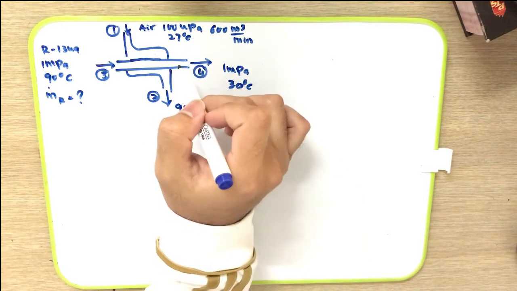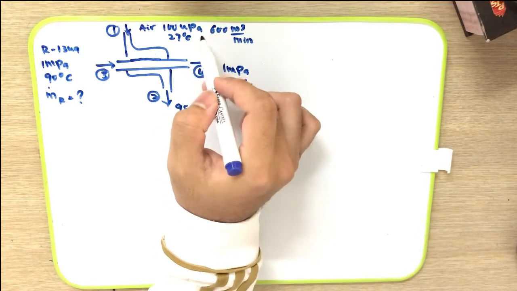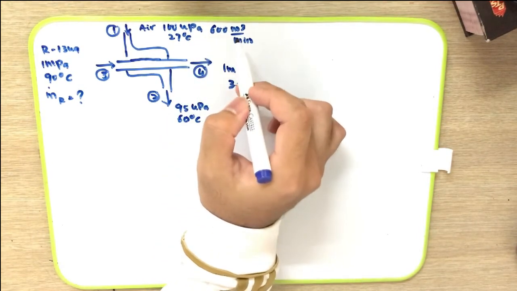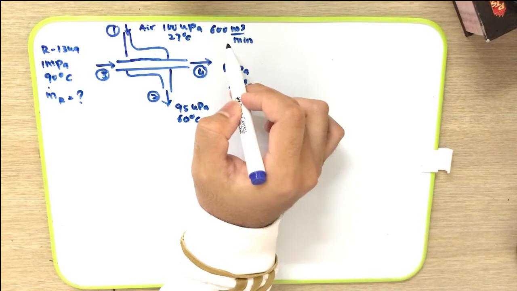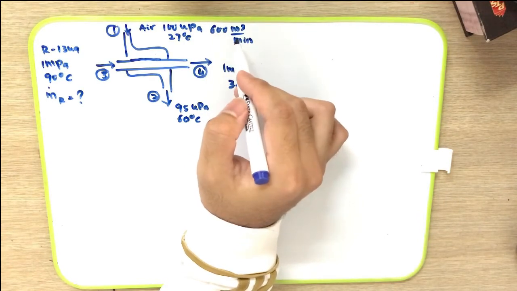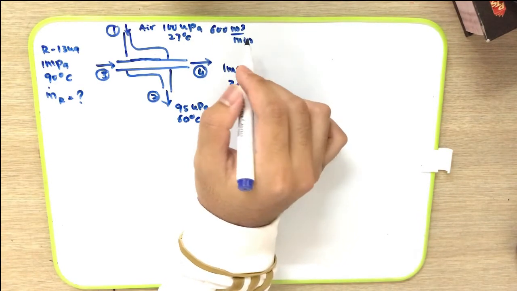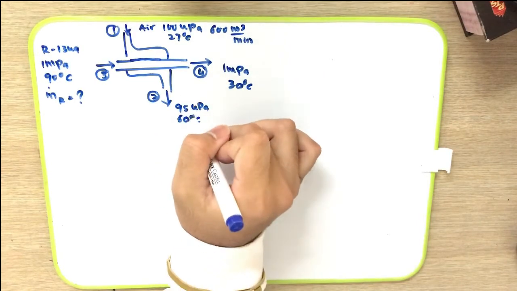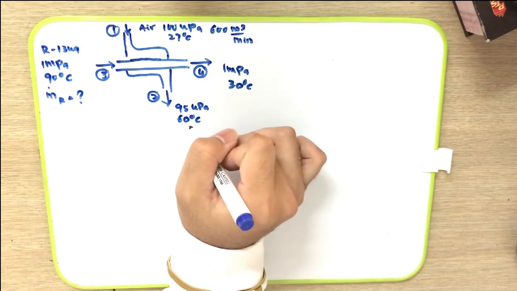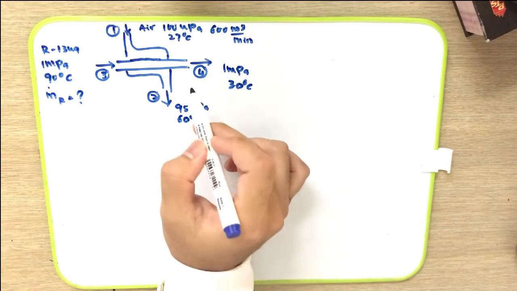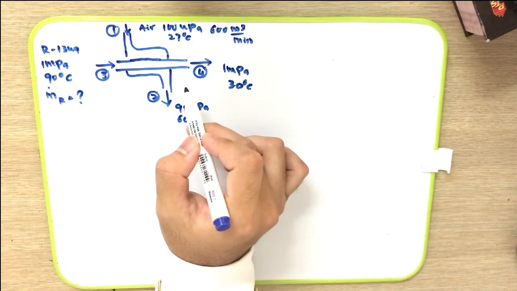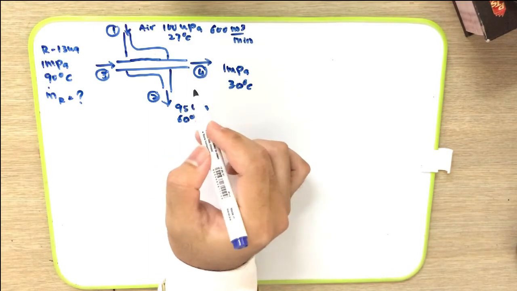The air enters the condenser at 100 kilopascal and 27 degrees C, and given here is the volumetric flow rate, which is 600 meter cube per minute, and the air leaves the condenser at 95 kilopascal and 60 degrees C. So as usual, for condenser, we just have to consider the enthalpy.